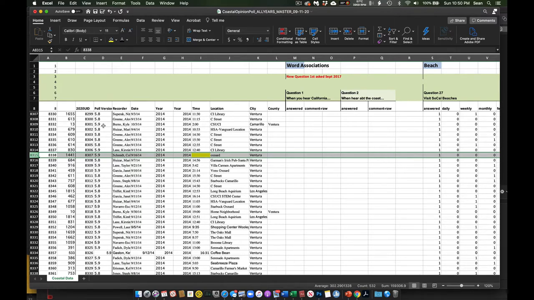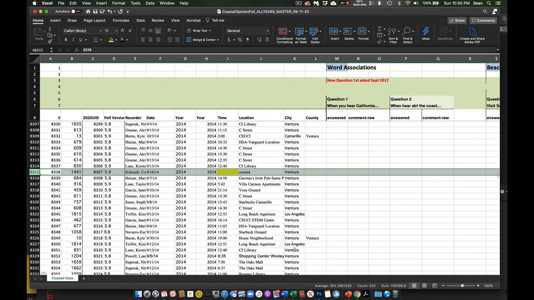We've used various versions of the poll over the years, and so that's what this number is in this column. This is the version of the poll. Next is the student, the person that did the data collection, the date it was administered, the year. There's actually 2 years here for some historic reasons. We don't need both of those, but they should be identical.